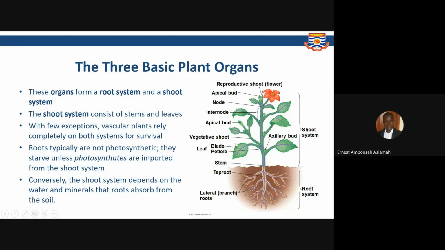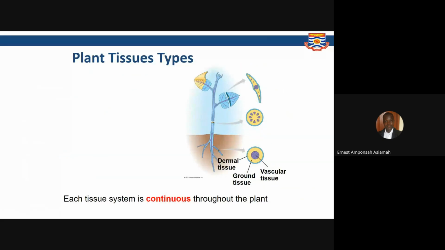Also, we can talk about the fact that the shoot system requires water and minerals that the root will absorb from the ground in order to be able to synthesize their food. So having said that about the various organs, let's look at the various tissues which are present.